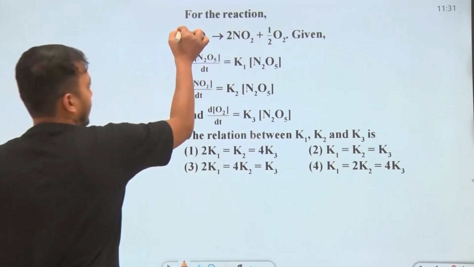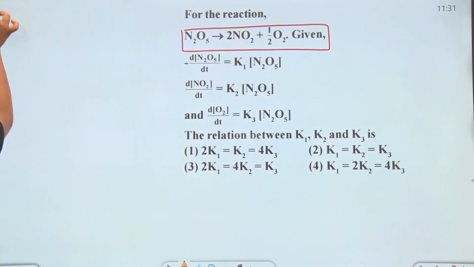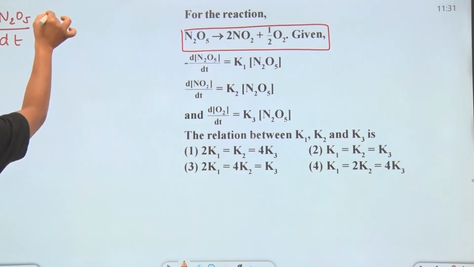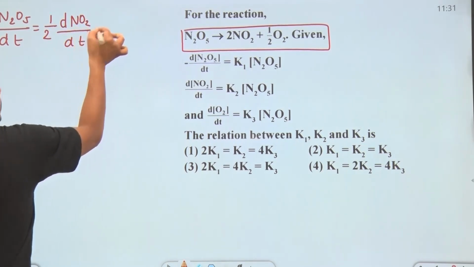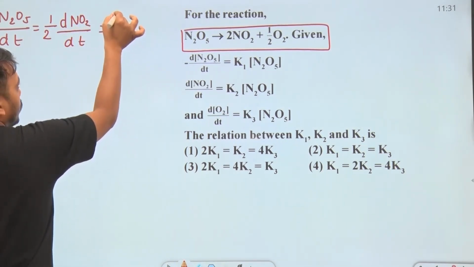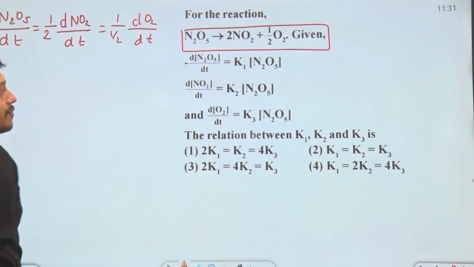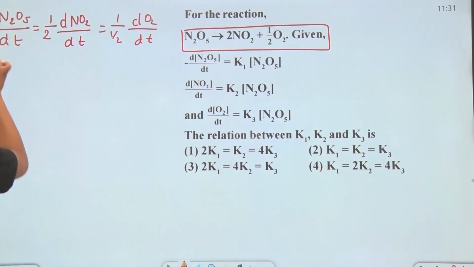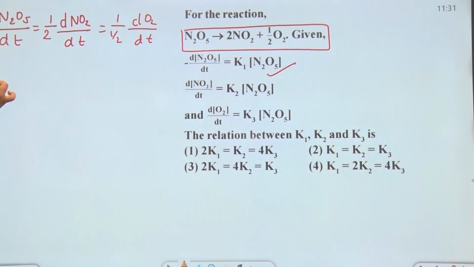So for this chemical reaction, first we are going to write down the differential rate equation. So rate is equals to minus dN2O5 upon dt equals 1 by 2 dNO2 by dt equals 1 upon 1 by 2 dO2 by dt. Clear? So this is the differential rate equation. Now we are going to put these values one by one here. So minus dN2O5 by dt is K1 N2O5.